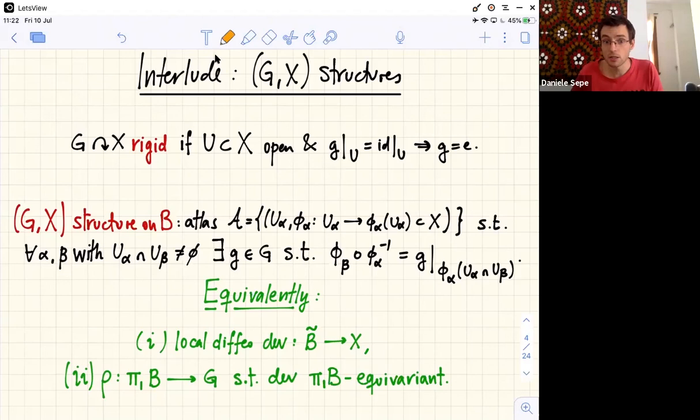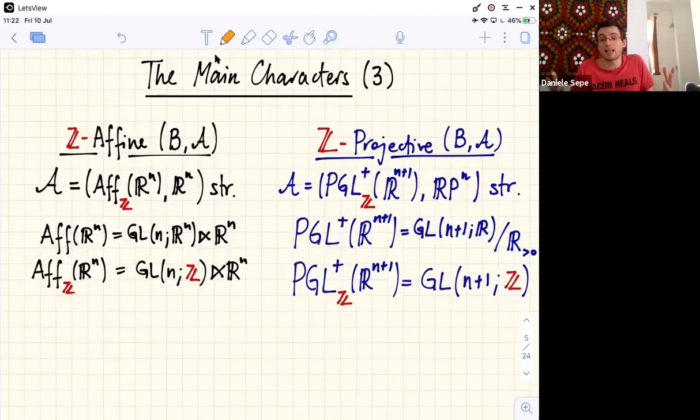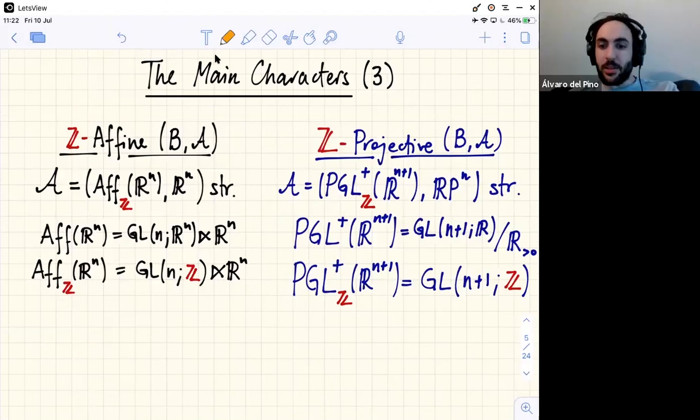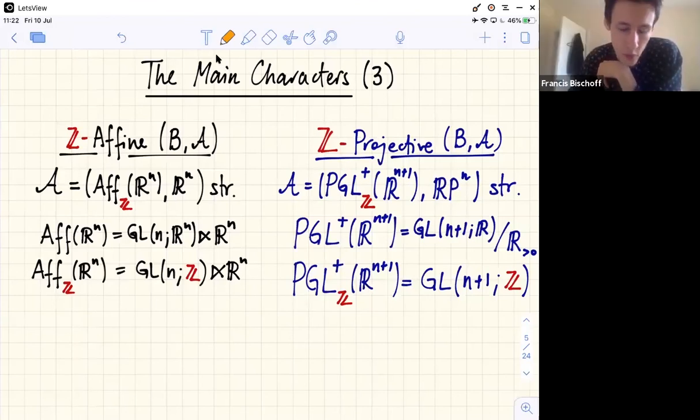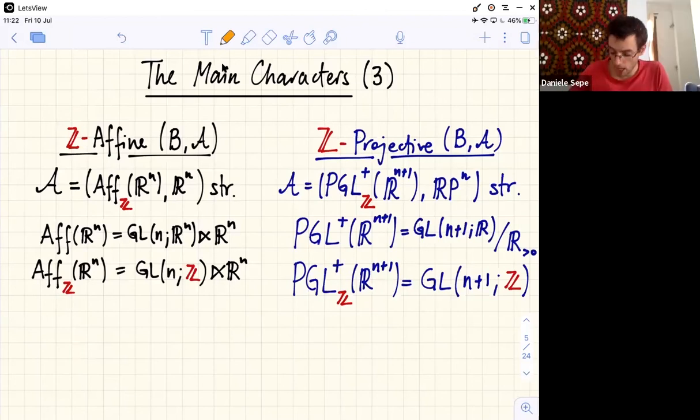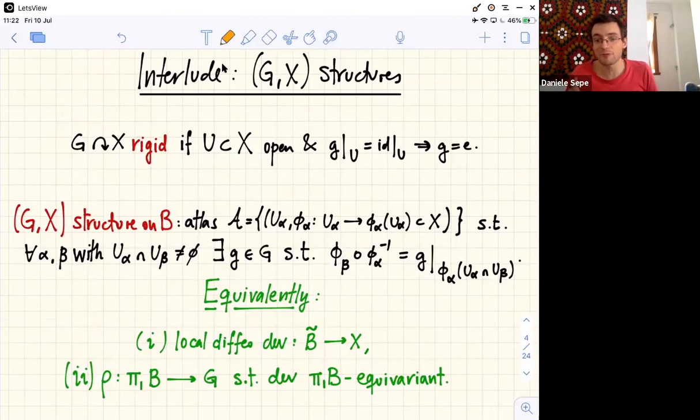Any more questions? Okay, so now having told you what GX structures are, let me tell you the last main characters. There seems to be a question from Francis Bishop, but maybe it's better if he unmutes himself and asks. I was just wondering if you could say what the definition of the GX structure is in terms of the group. Right, so can I give you that at the end? Because I think I have too many slides for the time allotted. But I will give you a short answer now. You can codify this by means of a representation of the fundamental groupoid. So the tangent bundle to X becomes a representation of the fundamental groupoid of B. So I think this is the short answer to your question.